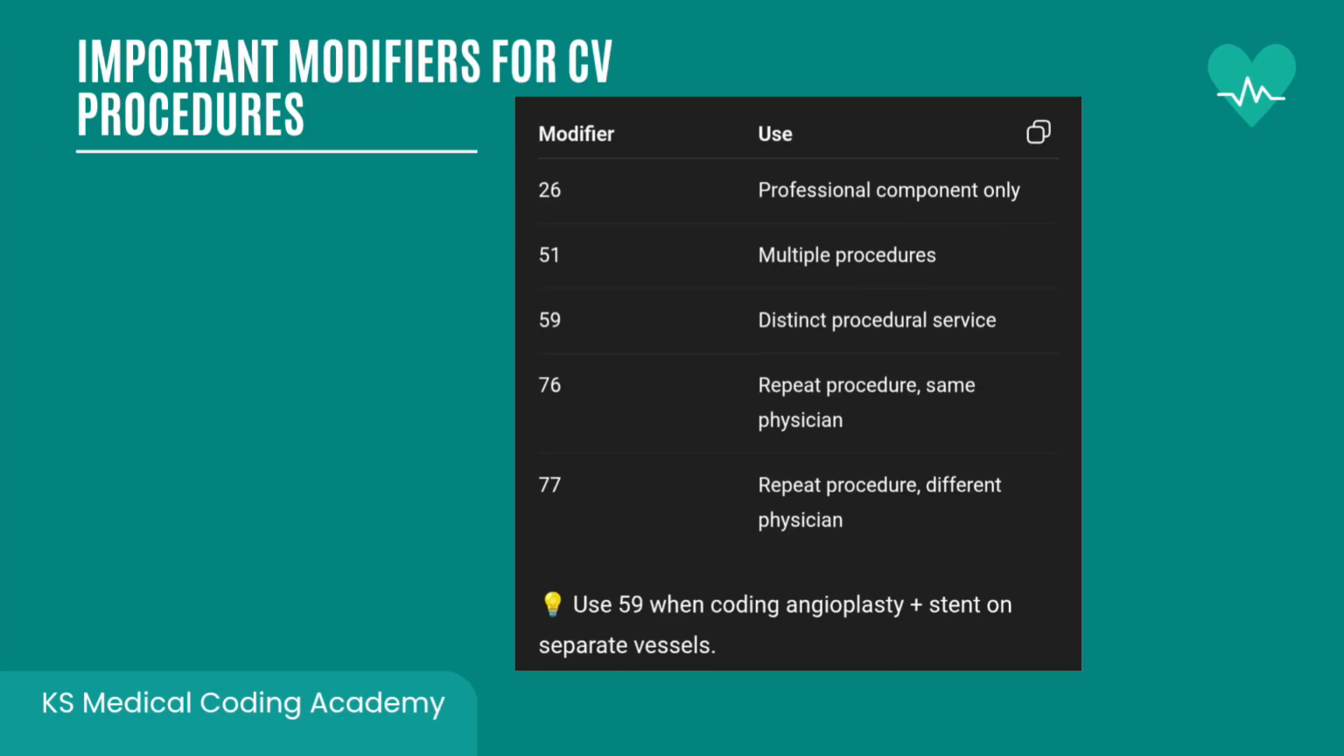Important modifiers. Use CPT modifiers to report procedural details. Modifier 26 for professional component. Modifier 51 for multiple procedures. Modifier 59 for a distinct procedural service. 76 and 77 for repeat procedures. Modifier 59 is especially important in endovascular coding when multiple vessels are treated.